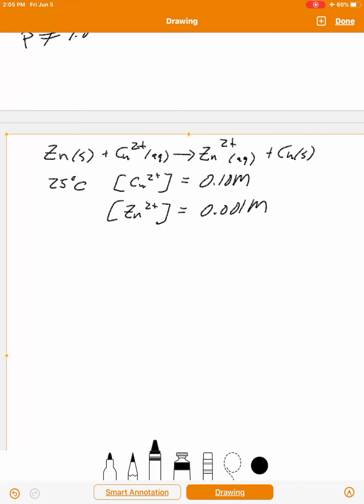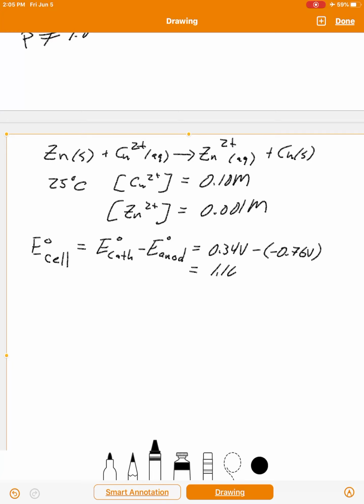And let's say we want to calculate the cell potential. Well, the standard cell potential, that's easy enough to do. We've done that in a previous example. That's the cathode standard potential minus the anode standard potential. For this one, if we look up copper, it's 0.34 volts. And if we look up zinc, it's minus 0.76 volts. We did that at the beginning of this chapter, and you get 1.10 volts. So there's our standard cell potential.